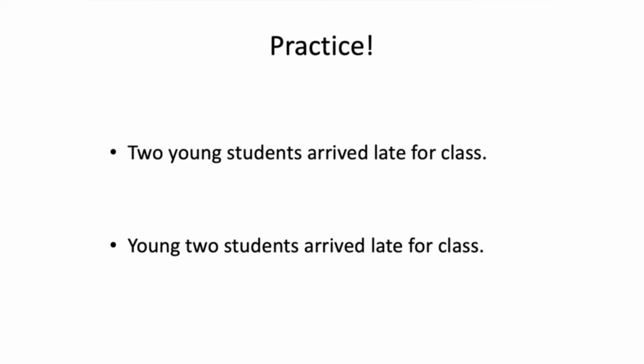Two young students arrived late for class. Young two students arrived late for class. The first sentence is correct. The number of students has to come before the age.